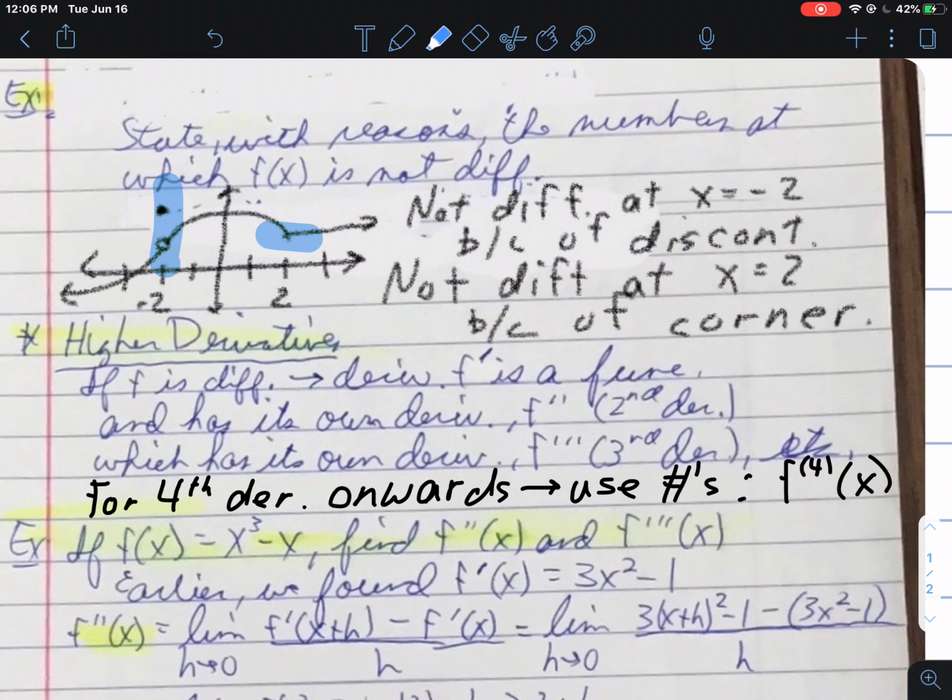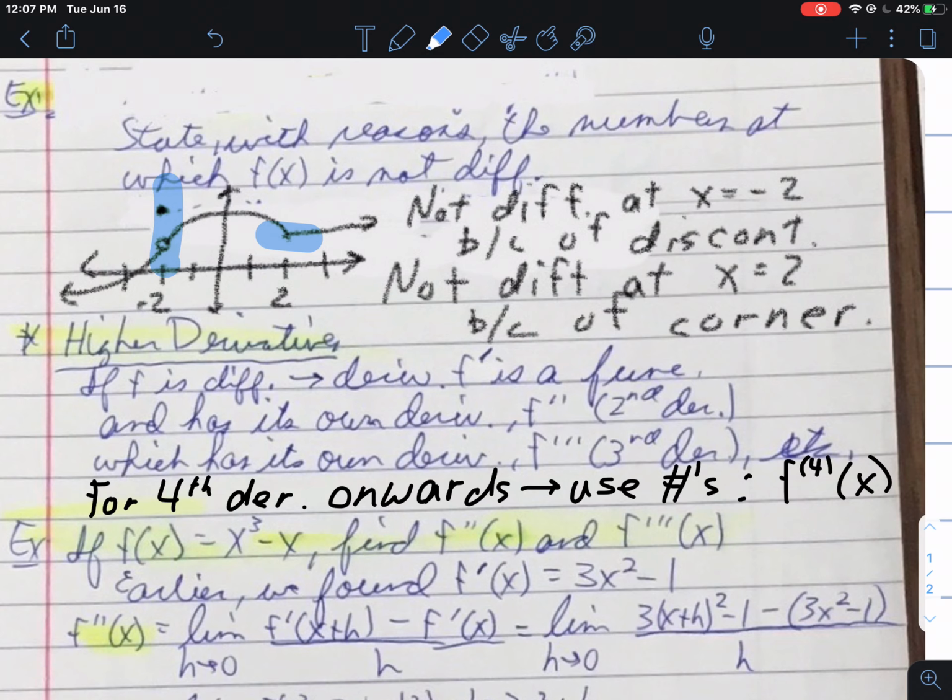So don't say like there's a point there, because there's a point all over the graph. Every point on there is a point. So be specific when you're describing these situations. If it's not differentiable, it's for one of three reasons. Either it's discontinuous, there's a corner, or there's a vertical tangent.